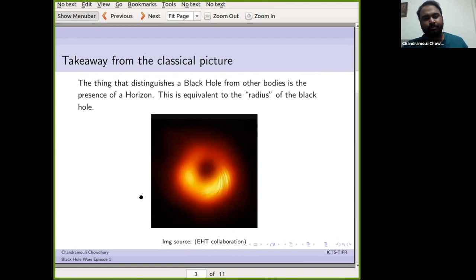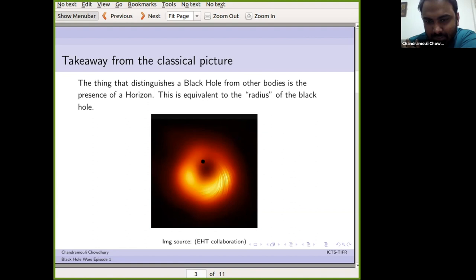Okay, so to summarize the talk by Chris, in fact, I'm using the same picture which he had in his slides. One of the striking distinctions between a black hole and almost any other object that we know of is the presence of a horizon for a black hole. I think Chris defined it as the event horizon. I'm just calling it the horizon, it means the same thing. This is equivalent to the radius of a black hole. In this picture, you can just think of it as this point.